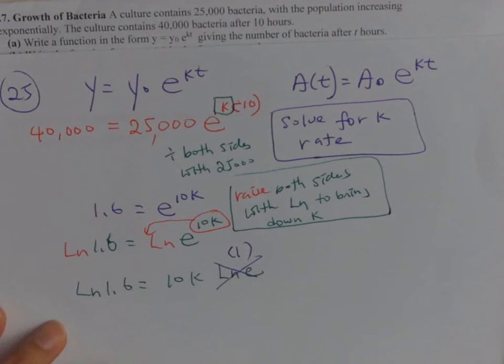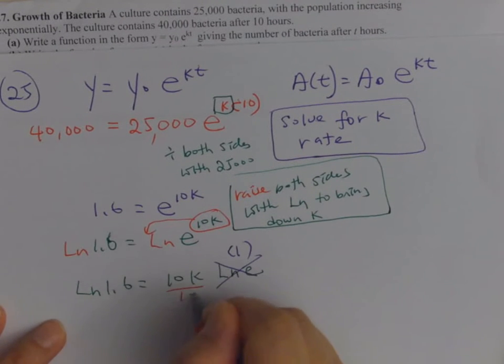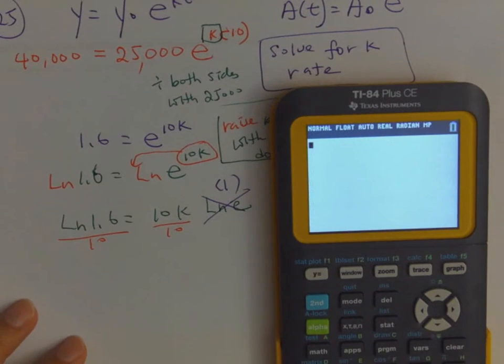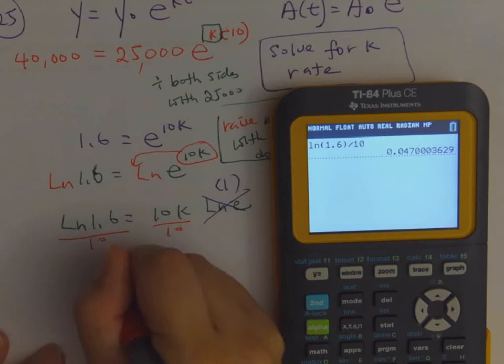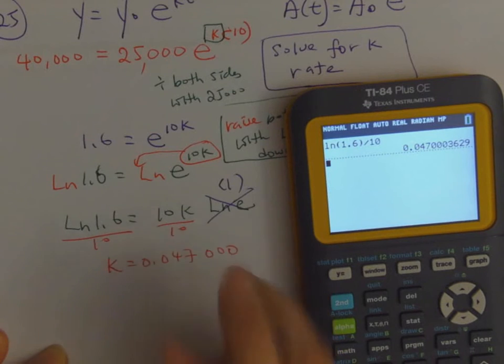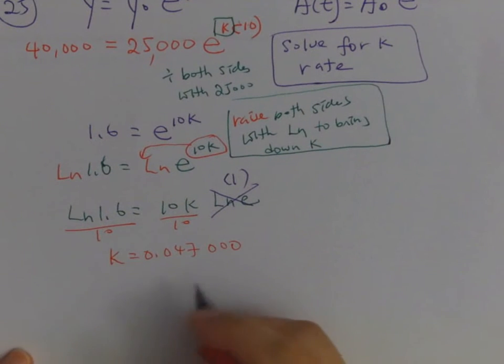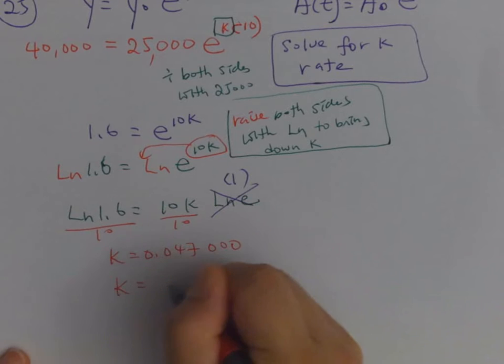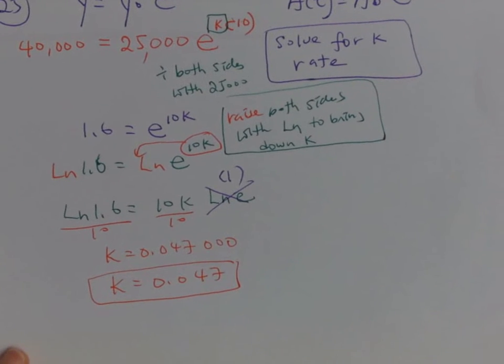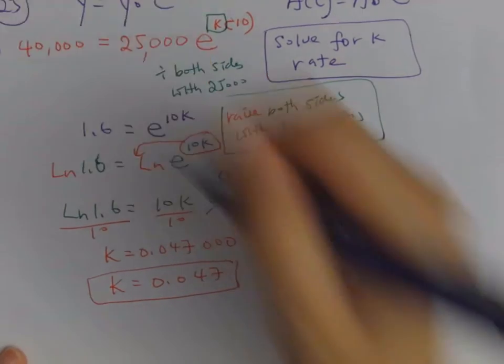So all I need to do to solve for k is divide both sides by 10. So be extra careful when you put that in your calculator. ln 1.6, don't forget what? Close the parenthesis before you divide by the bottom part 10. So k equals 0.04700 something, right? So I can just say k is 0.047. Okay, and they want you to write this as part A, right?